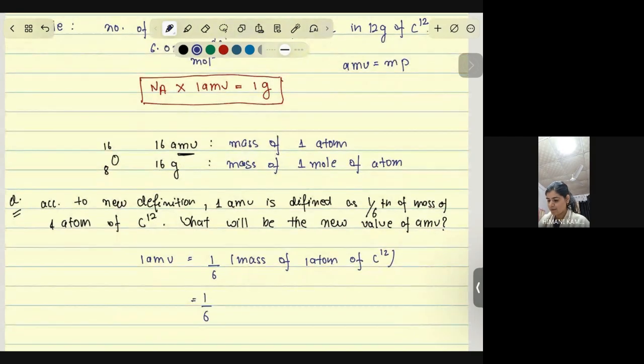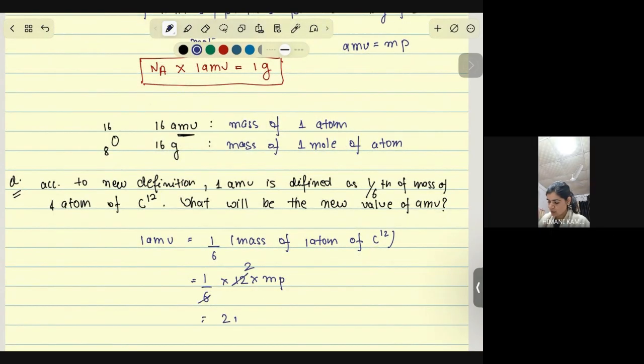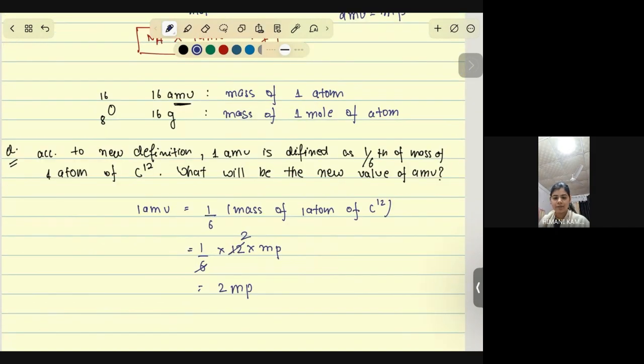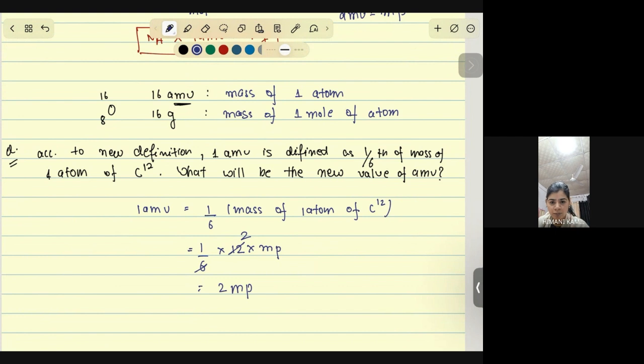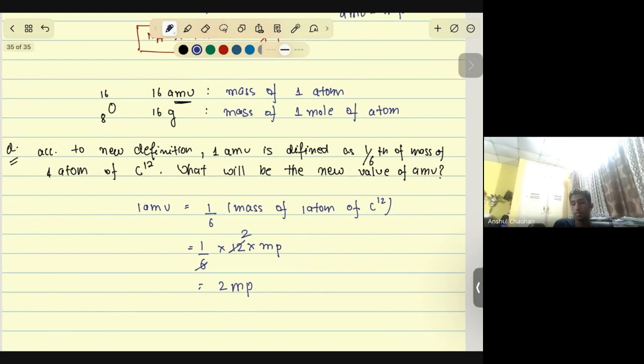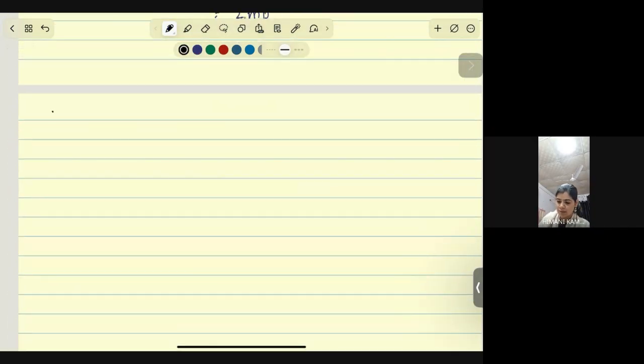So 1/6, what is mass of 1 atom of carbon 12? It is 12 into mass of proton. So the answer is 2 into mass of proton. Earlier 1 AMU was equal to mass of proton. According to this question, it will be twice the mass of proton. Now we will do some calculation for mole.